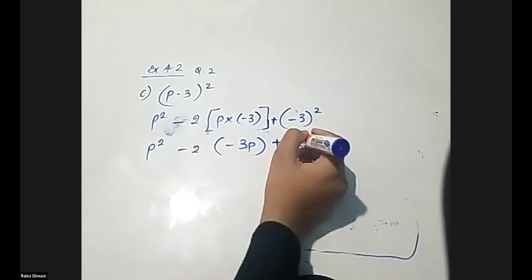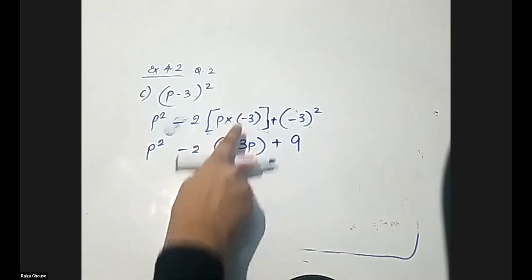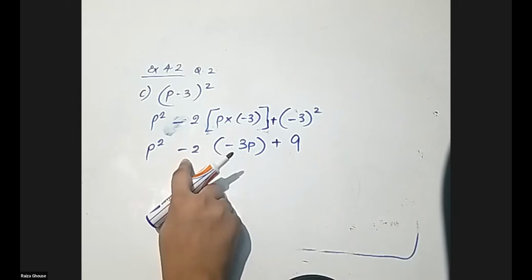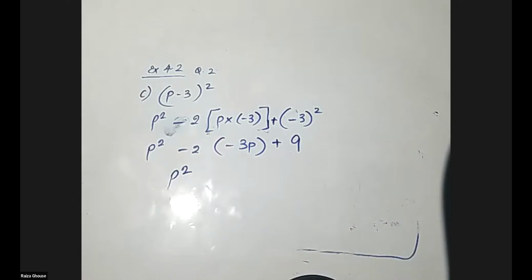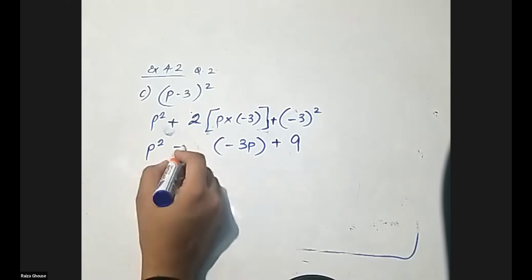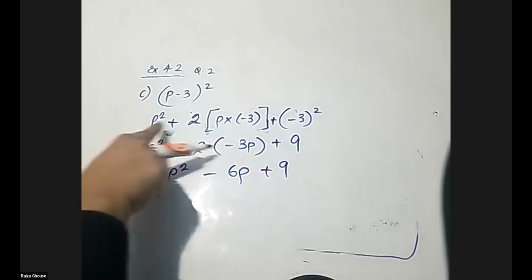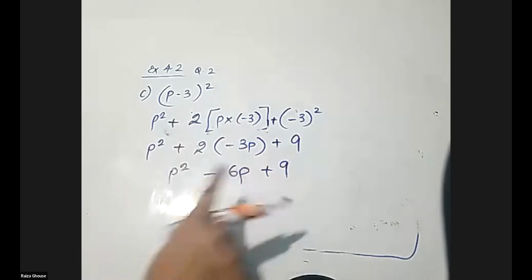Plus 9. Yes, that should be plus 9. And here, plus into minus, minus into minus, it becomes plus. So I'm writing p squared. Oh, wait. It's a mistake. Here it should be plus according to the formula I gave you. So plus into minus becomes minus 6p plus 9. What did I do? First term plus twice the first and second term plus square of the second term. Is this part clear?